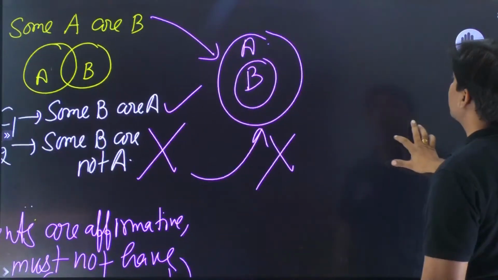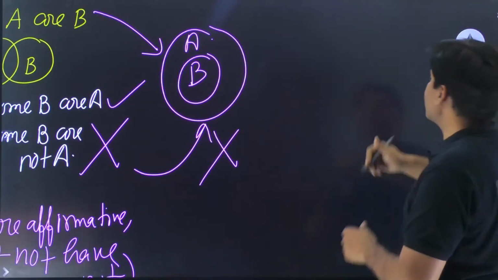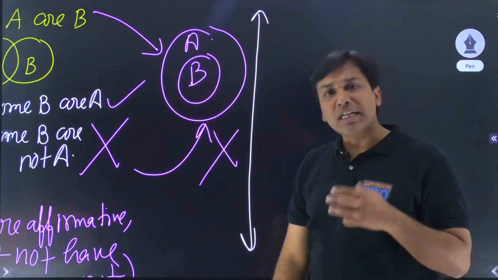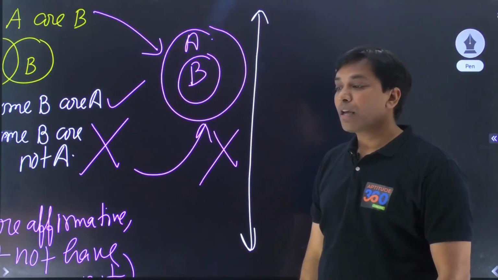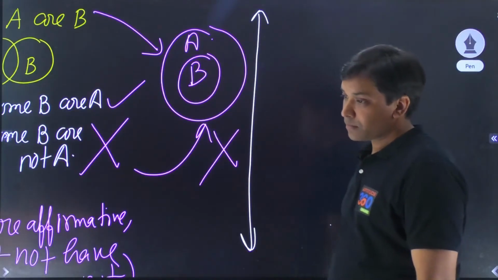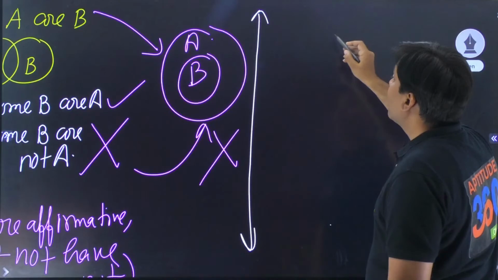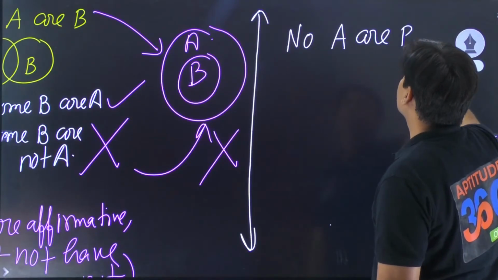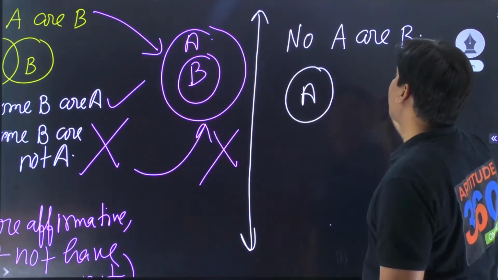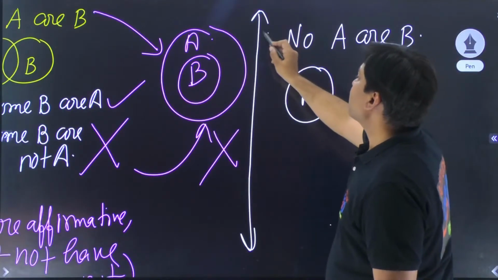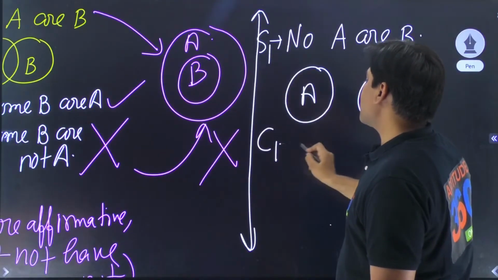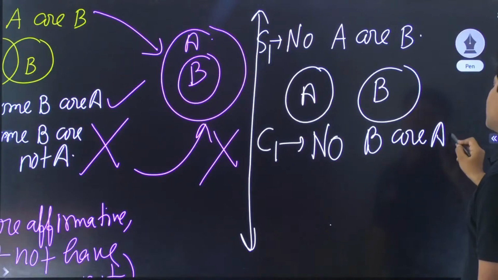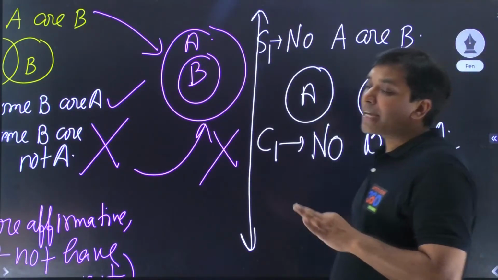What is my third case out here? My third case is something like this. And please, do not memorize this. If you are not able to understand this logically, then it is difficult. If I say no A or B, so what is this? They will never be overlapping. No A or B. That is my statement. So what can be my conclusion? Can I say that my conclusion is no B or A? That is absolutely correct.